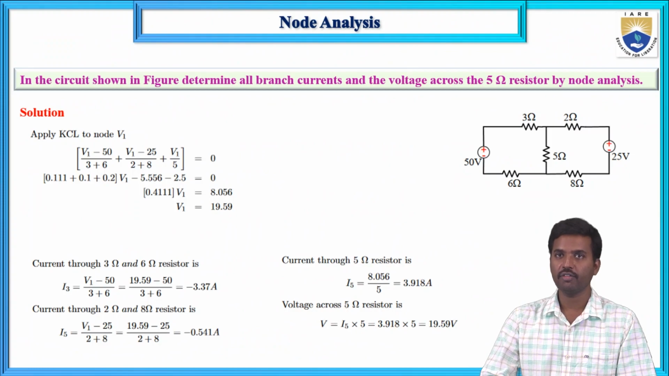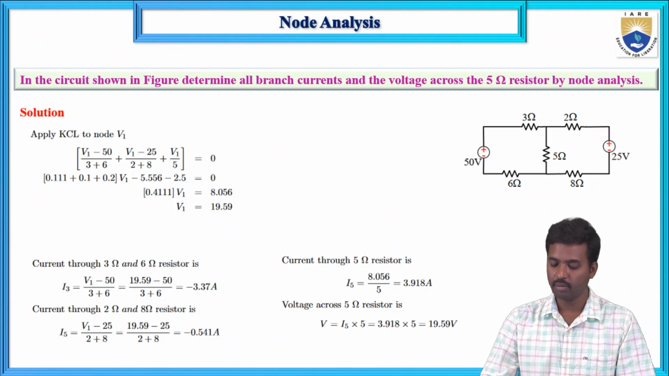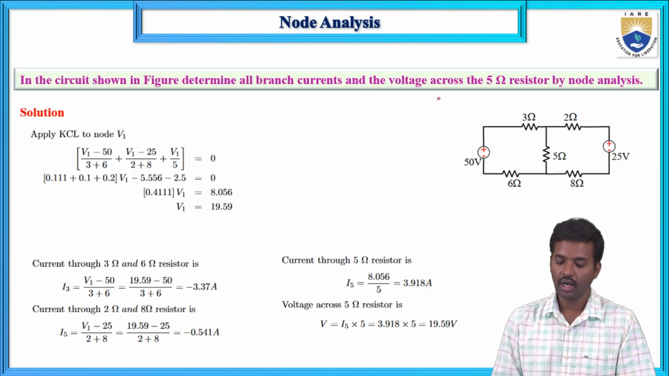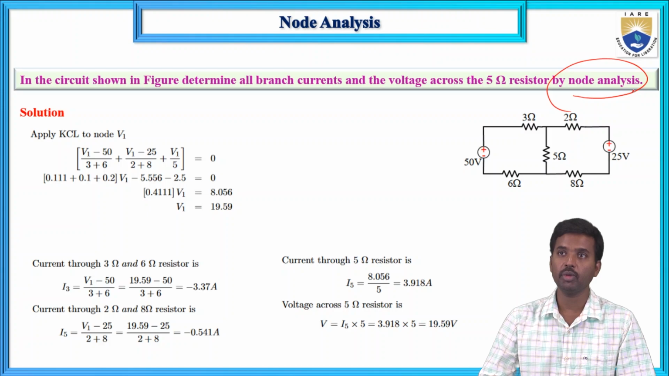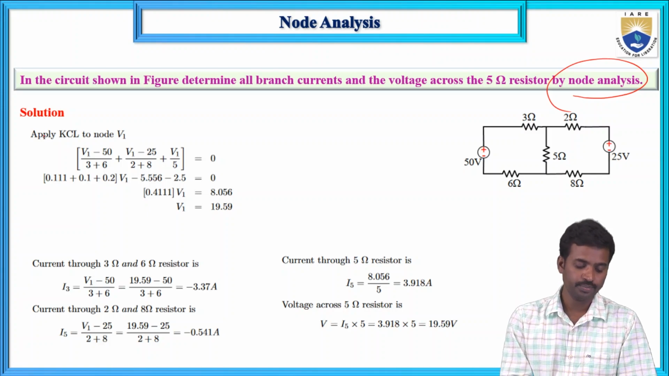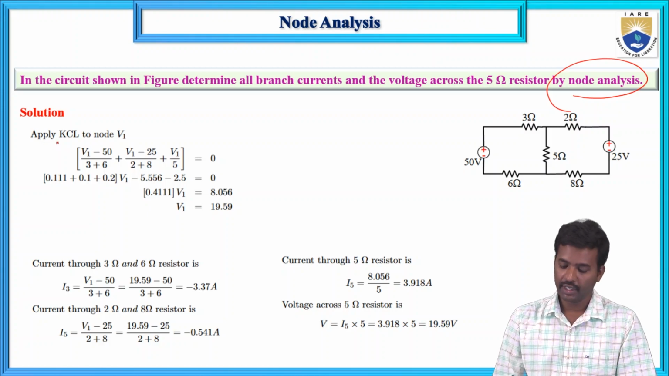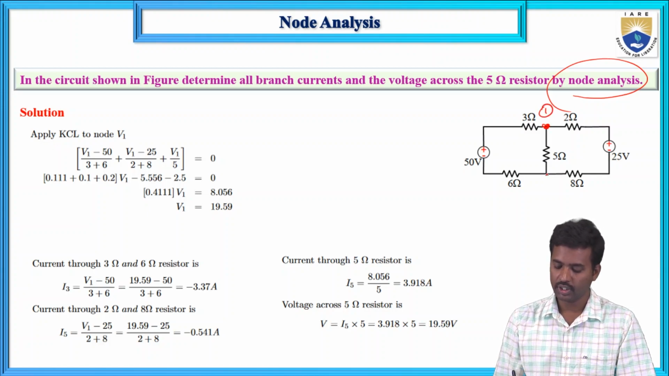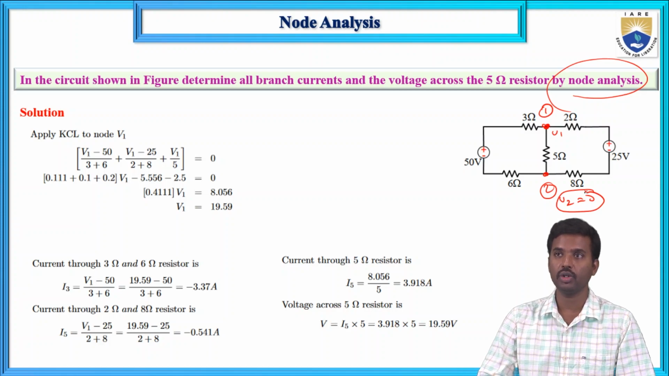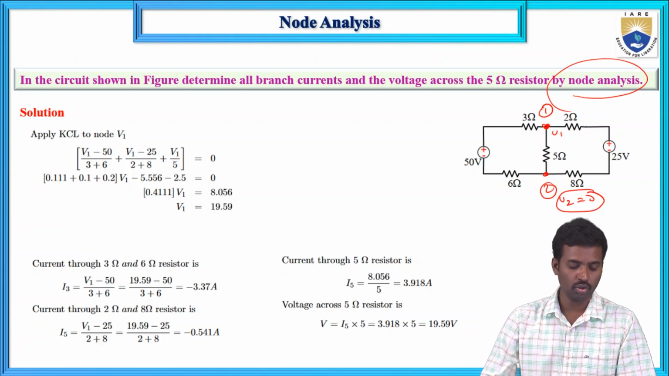In the circuit shown in the figure, determine all the branch currents, same as in the previous one, but these two branches, 6 and 8, are extra, and the voltage across the 5 ohm resistor. Using nodal analysis only, though we can also use mesh analysis. This is junction 1, this is junction 2, with junction voltages V1 and V2, and V2 is 0, the reference junction voltage.